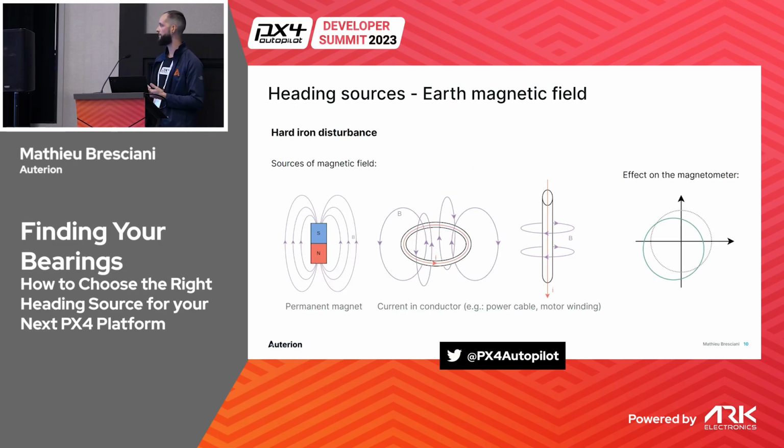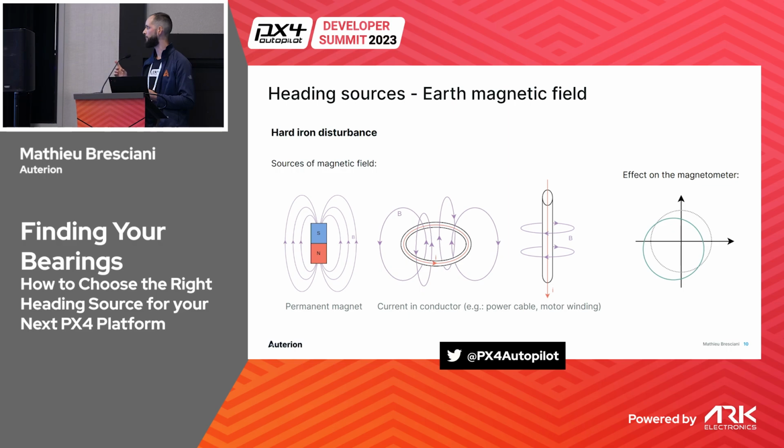There are different sources of magnetic field you can have. You have a permanent magnet that will just create a permanent magnetic field, or you can also have it generated from wires. Usually on drones, power cables will, as soon as there is current flowing through them, generate a magnetic field that can also influence your magnetometer reading.